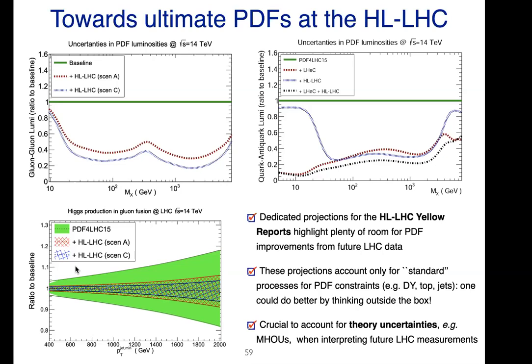Of course, it could be even better because these projections were based only on standard processes, say Drell-Yan, top, or jets. But as the data becomes more abundant, one can think of different probes of the proton PDFs. So clearly, there is a lot of potential to further improve PDFs at the High Luminosity LHC. Of course, projections are always a bit delicate. In the real case, we have to see, for example, how the data looks, how consistent our theory is with the data. And we have to account for many small effects, like theory errors, that might be negligible now, but at the High Luminosity LHC they will be important.